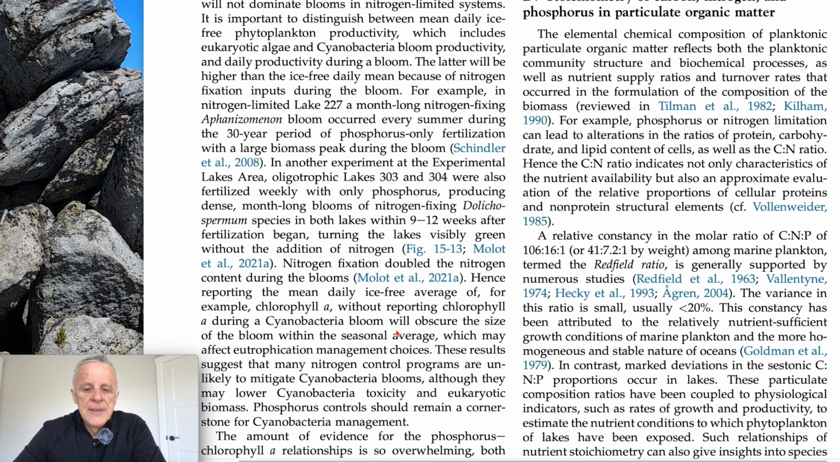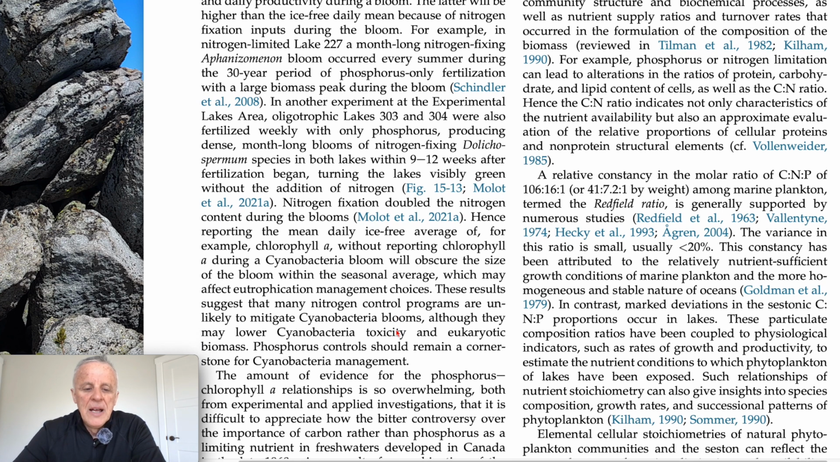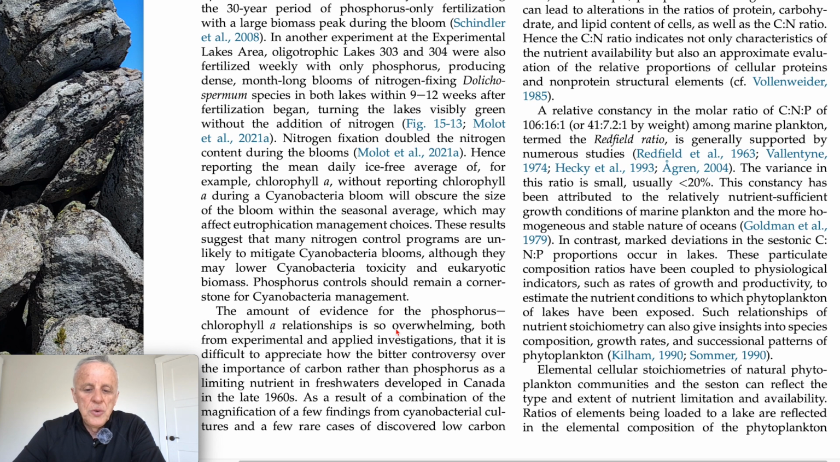Nitrogen fixation doubled the nitrogen content during the blooms, hence reporting the mean daily ice-free average of, for example, chlorophyll a without reporting chlorophyll a during a cyanobacteria bloom will obscure the size of the bloom within the seasonal average, which may affect eutrophication management choices. These results suggest that many nitrogen control programs are unlikely to mitigate cyanobacteria blooms, although they may lower cyanobacteria toxicity and eukaryotic biomass. Phosphorus control should remain a cornerstone for cyanobacteria management.